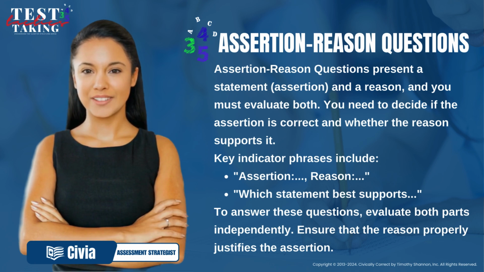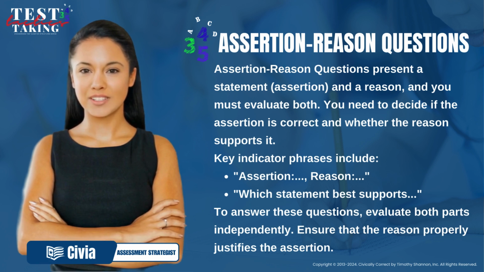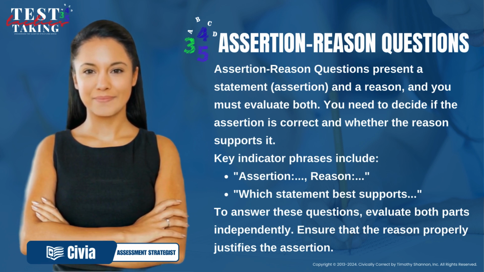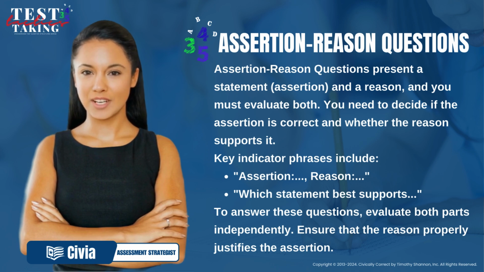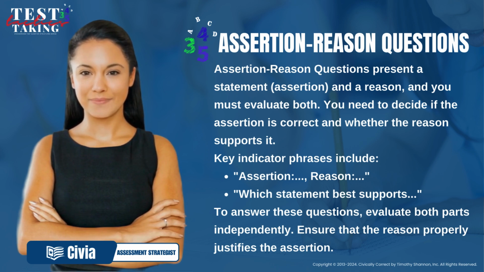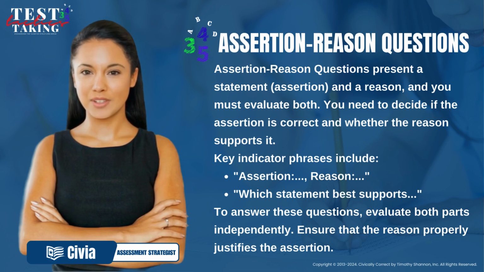Key indicator phrases include, assertion, reason, which statement best supports. For assertion-reason questions, you'll need to evaluate both parts independently and check whether the reason justifies the assertion. Now let's look at some examples of the assertion-reason question structure.